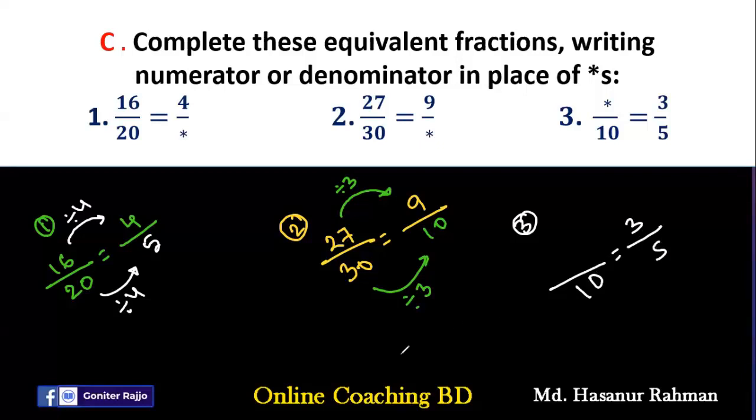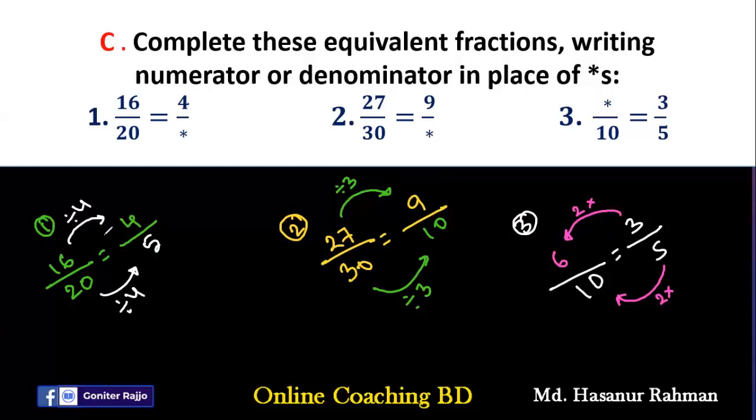So look at this. We have to now find out the bigger number because 10 is greater than 5. So this numerator should be greater than 3. Simple. Now 5 to 10. That means if we multiply this 5 by 2, then it will be 10. Similarly, we have to multiply this 3 by 2. 3 multiplied by 2, that will be 6. So missing number of number 3 will be 6.